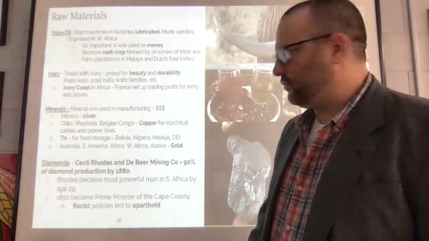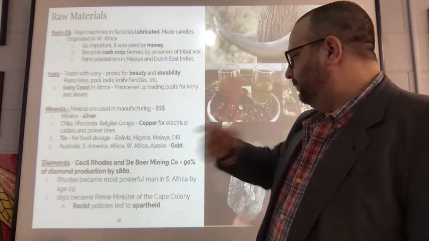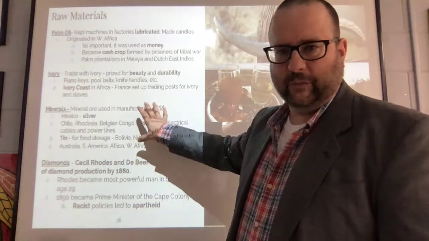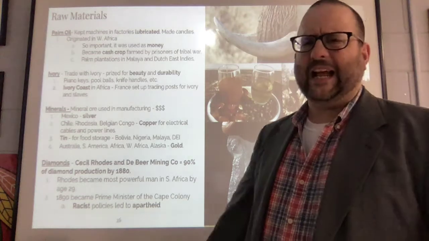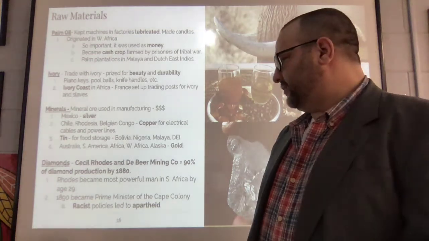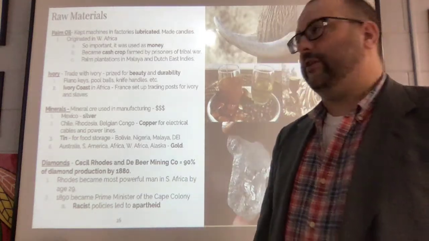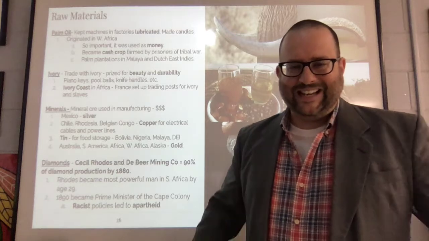Tin, used for food storage. Tin in Bolivia, Nigeria, Malaya. Australia, South America, all these places use these kinds of minerals, and this is where you could find all of them. And lastly, diamonds. Cecil Rhodes, I mentioned this, the De Beers Jewelry Company, that's what it's called now. It was the De Beers Mining Company back then.